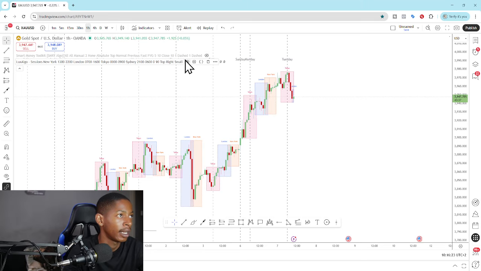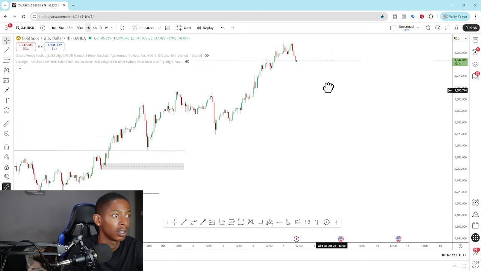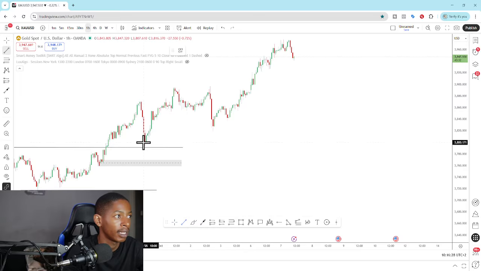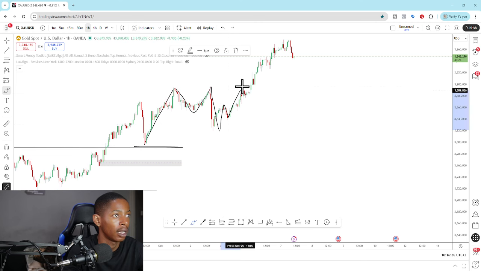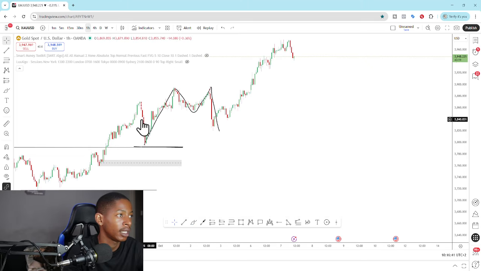So what exactly am I looking for? With this already, I can see that price has pushed upwards. Let me use this tool. Price has pushed upwards, came back down, pushed upwards, came back down, didn't break the low, went up, higher high, higher lows, and so on. So basically I am looking for a buy.